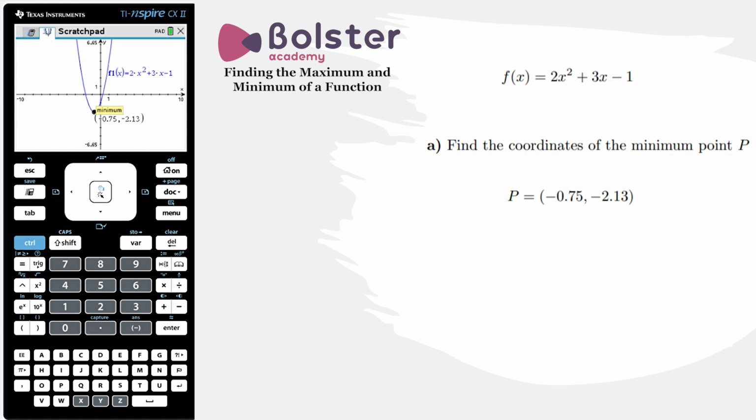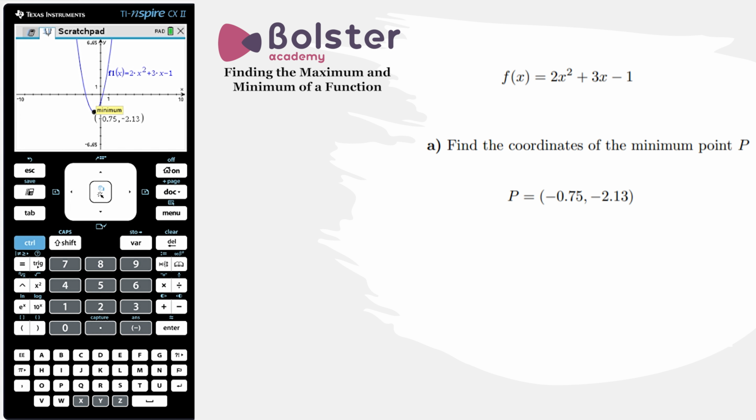The last thing that we want to be able to do here is correctly interpret what this readout is telling us. So my minimum value is at minus 0.75, minus 2.13. So the x coordinate, that's telling me where my function has its minimum value. It has its minimum value at x equals minus 0.75. However, the y coordinate, minus 2.13, that's the actual minimum value of the function. That's the lowest point that the function gets to on its graph.